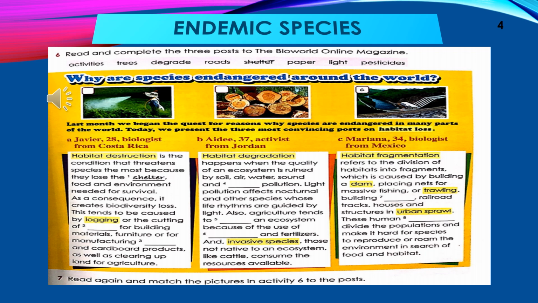Now, the first one is called habitat destruction. It is the condition that threatens species the most because they lose their shelters, food, and environment needed for survival. As a consequence, it creates biodiversity loss. This tends to be caused by logging or the cutting of blank for building materials, furniture, or for manufacturing blank and cardboard products, as well as clearing land for agriculture. Okay, so here you have 2 empty spaces, and you need to answer them with the word that you have at the top of the page.